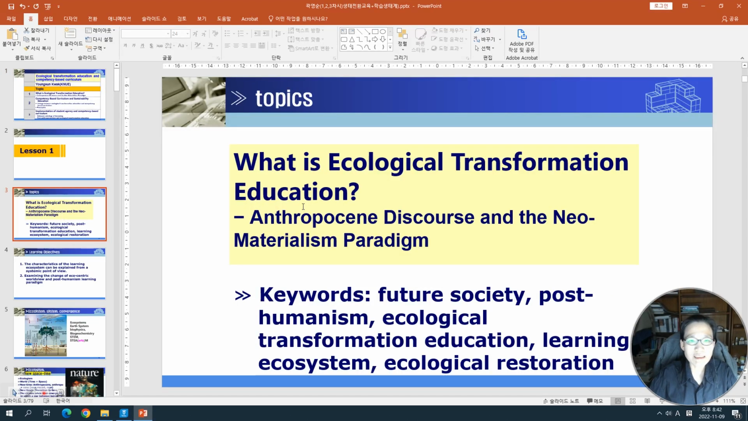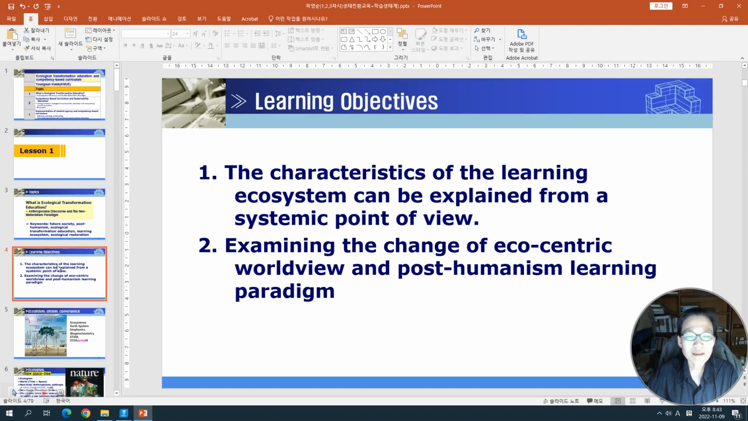And lesson 1 is, as I introduced, it's all about Anthropocene discourse and the neo-materialism paradigm. These days, teaching and learning paradigm is also changing. So we will examine that part as well. So learning objectives include, the first one is the characteristics of learning ecosystem. What is a learning ecosystem? I will explain that in light of a systematic point of view. And we will examine ecocentric worldview, also known as ecologism, and the post-humanism learning paradigm.